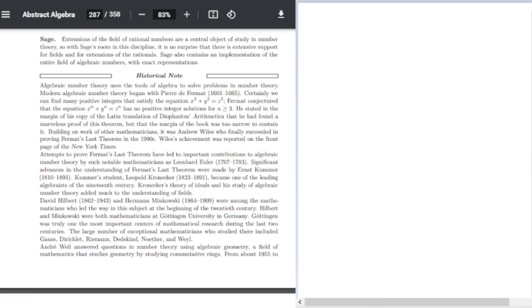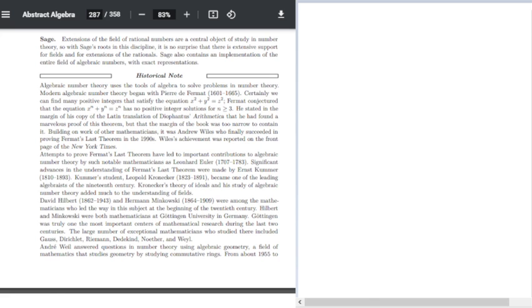Algebraic number theory uses the tools of algebra to solve problems in number theory. Modern algebraic number theory began with Pierre de Fermat. Certainly, we can find many positive integers that satisfy the equation x squared plus y squared equals z squared. Fermat conjectured that the equation x to the n plus y to the n equals z to the n has no positive integer solutions for n greater than or equal to 3. He stated in the margin of his copy of the Latin translation of Diophantus' Arithmetica that he had found a marvelous proof of this theorem, but that the margin of the book was too narrow to contain it.